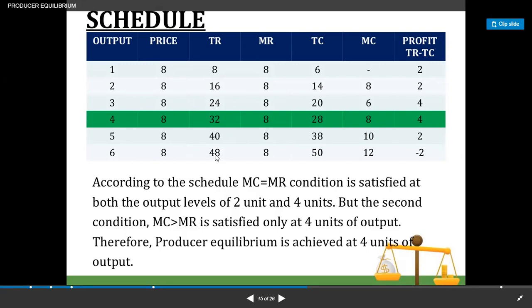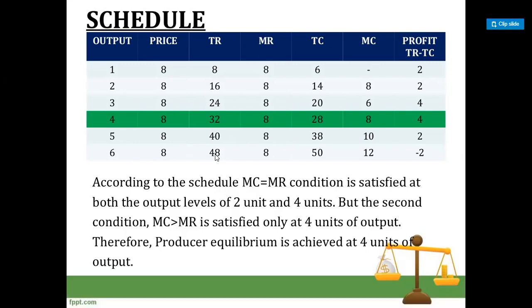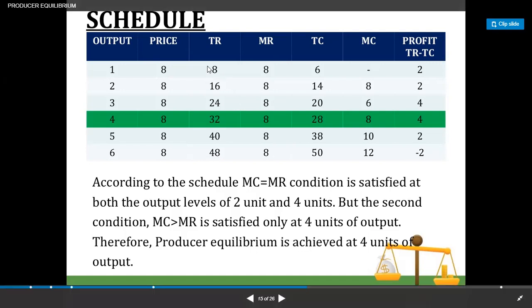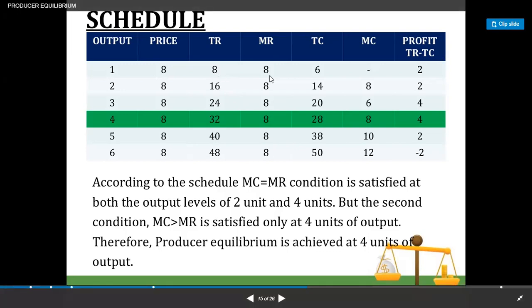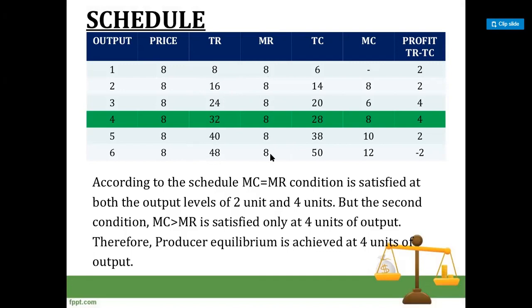Now if we want to find out the MR, marginal revenue, what we have to do? We take TR to the n minus TR to the n minus 1. So 8 you directly write, then 16 minus 8 is 8, 24 minus 16 is 8, 32 minus 24 is 8, 40 minus 32 is 8, 48 minus 40 equals 8. So here you got the marginal revenue.